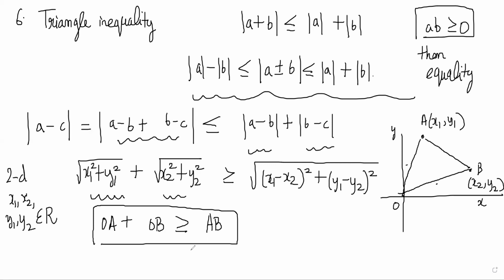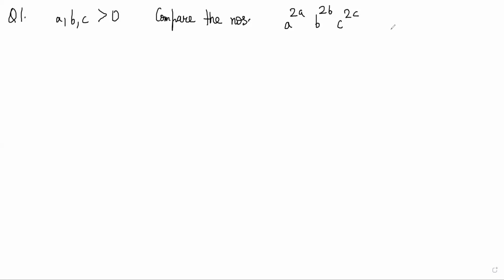Now let's look at some problems, a few questions here, so that we can apply these identities. The first question is this one. If A, B, C are greater than 0, we have to compare the numbers. Basically tell which number is bigger: A power 2A, B power 2B, C power 2C, and A power B plus C, B power C plus A, and C power A plus B.